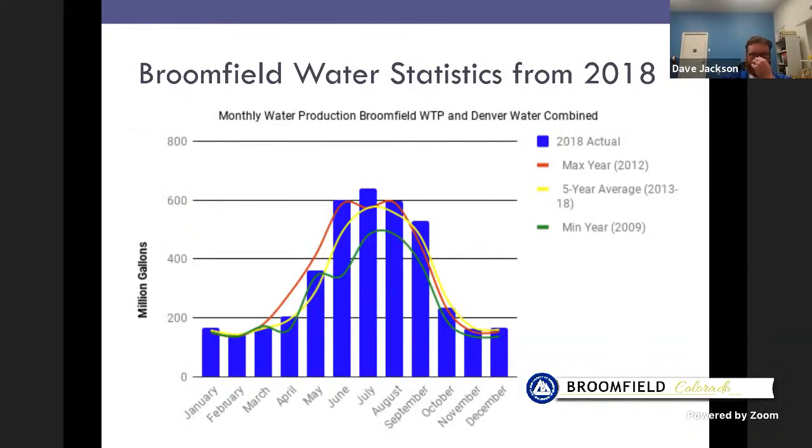So again, here's some more stats. This just shows water use by month. And as you can see, June, July, August, we're at or over 600 million gallons used in 2018. So definitely a good reason why we should start conserving water in Broomfield.